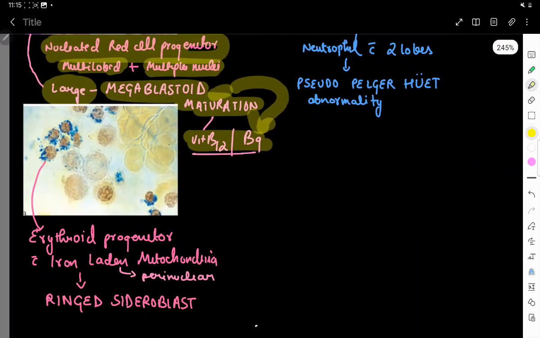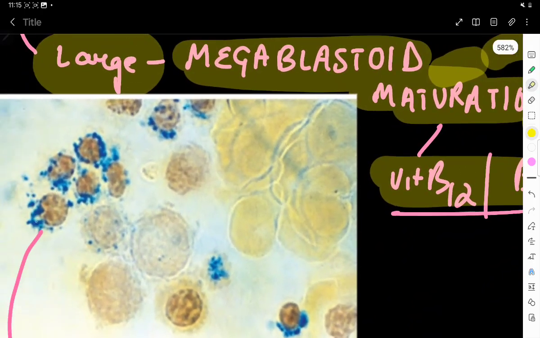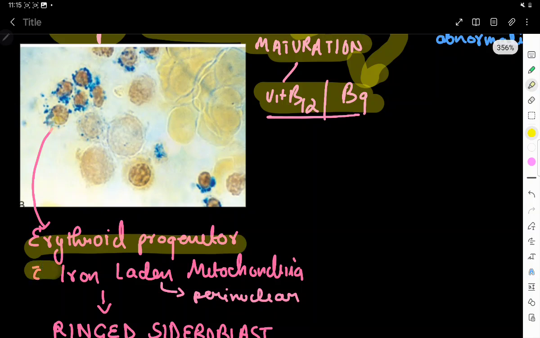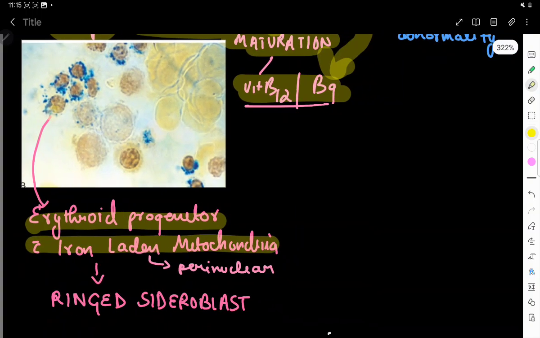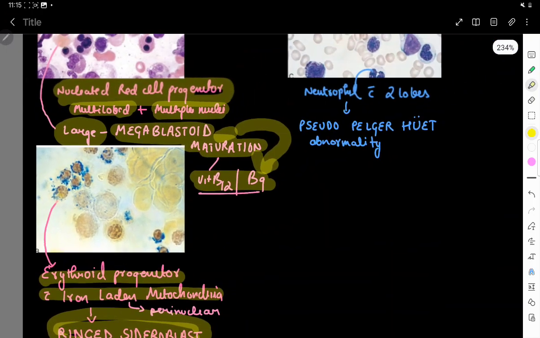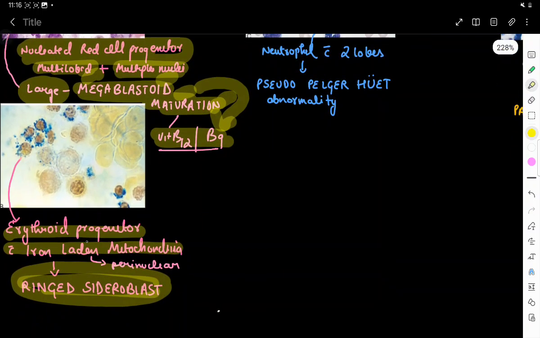Okay, but one more finding we see in the erythroid lineage is we have the mitochondria which are laden with iron, and here we are staining iron blue with Prussian blue stain. So we see erythroid progenitors with iron laden mitochondria, and this is what is known as a ring sideroblast. So two findings in the erythroid lineage: one, megaloblastoid maturation with multilobed and multiple nuclei in RBC, and two, erythroid progenitor with iron laden mitochondria, that is ringed sideroblast.